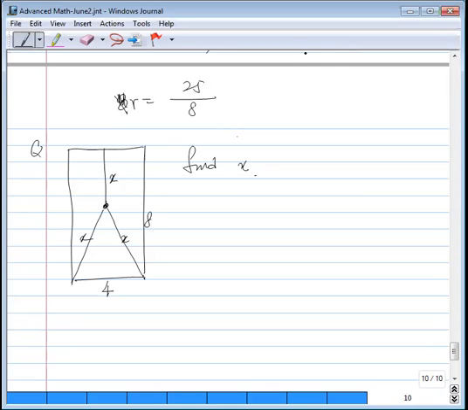Okay, this is a geometry problem. Kellen, do you have an answer? No. Anyone? Sophia? You working on that?